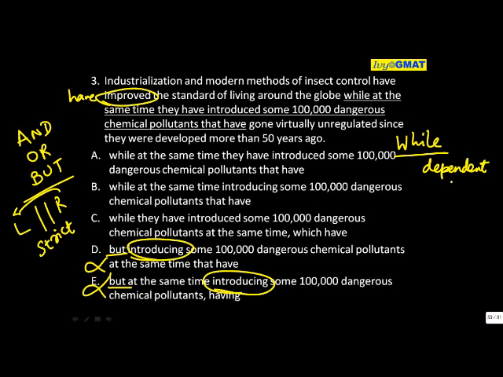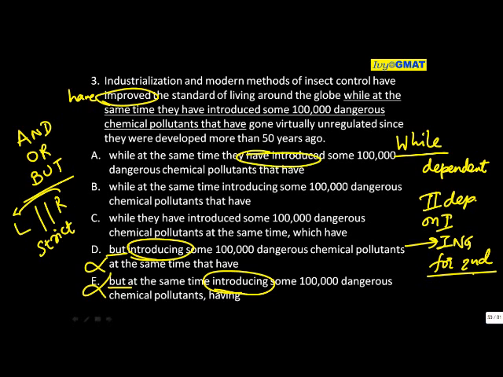The GMAT says very clearly one thing, if the second part is dependent on the first part, then we use ing form for the second. If the second part is dependent on the first part, then we must use ing form for the second part. How many options give me ing form? Have introduced would be wrong here, and have introduced would be wrong here.